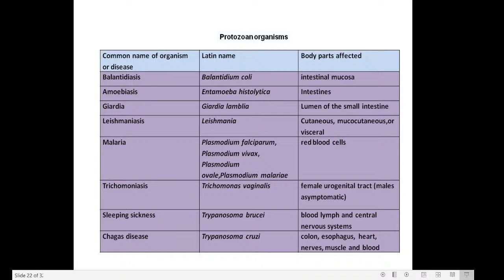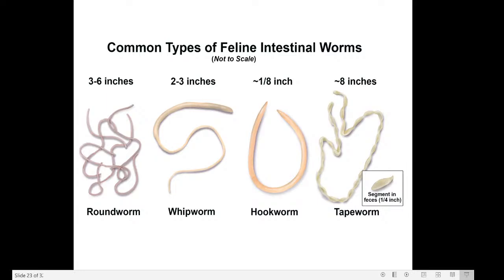And Trichomonas affects the female urogenital tract. In males it's asymptomatic, it's not symptomatic, but it affects females. Okay, Trichomonas vaginalis. And Trypanosoma brucei, as we studied in the previous step, affects the lymph nodes and central nervous system. Trypanosoma cruzi affects the colon, heart, nerves, muscle, and blood. These are all the things affected. Very important things are the disease name, the affected area, and the species name. Intestinal worms are a major disease-causing thing in the human intestine.